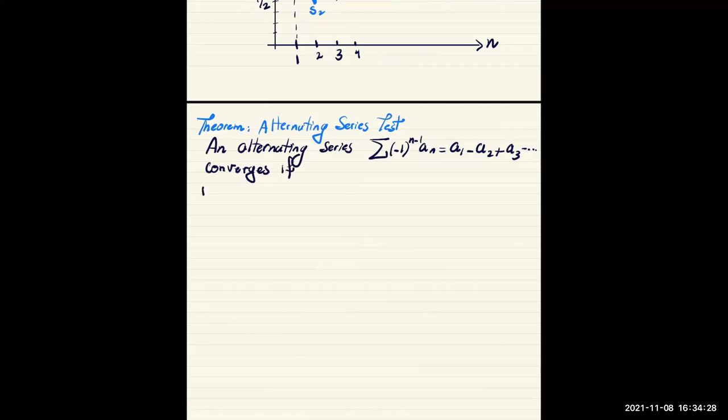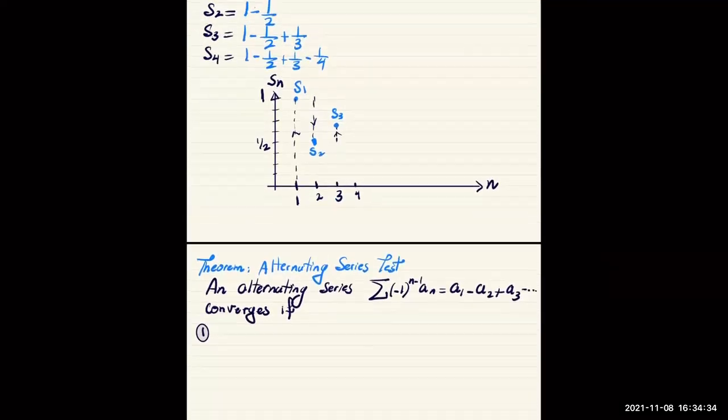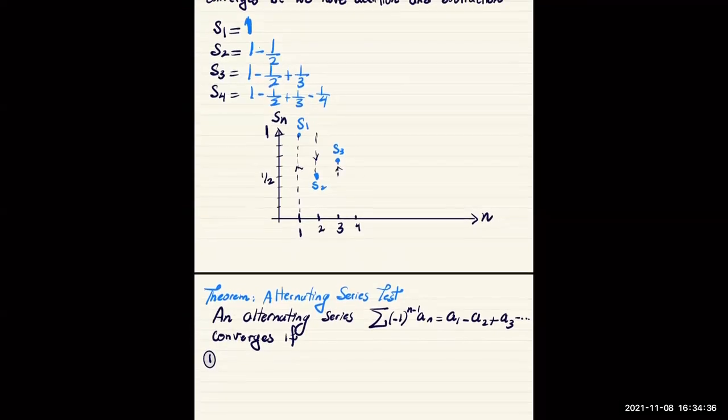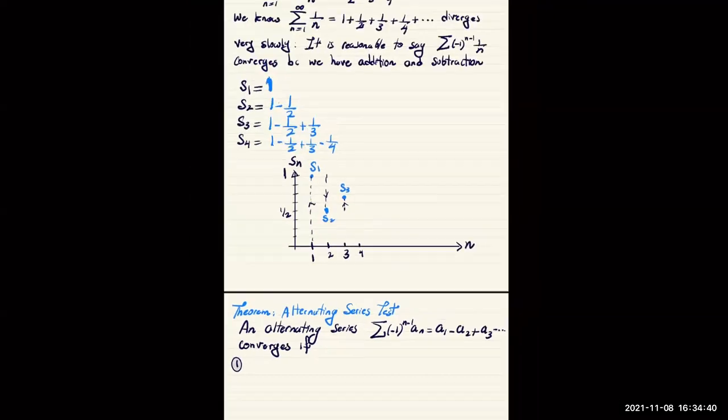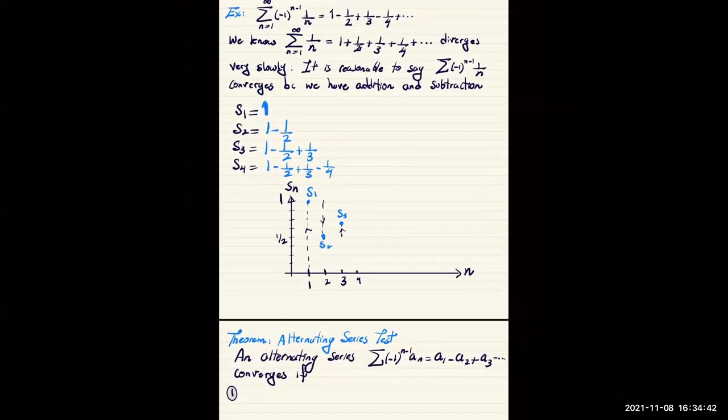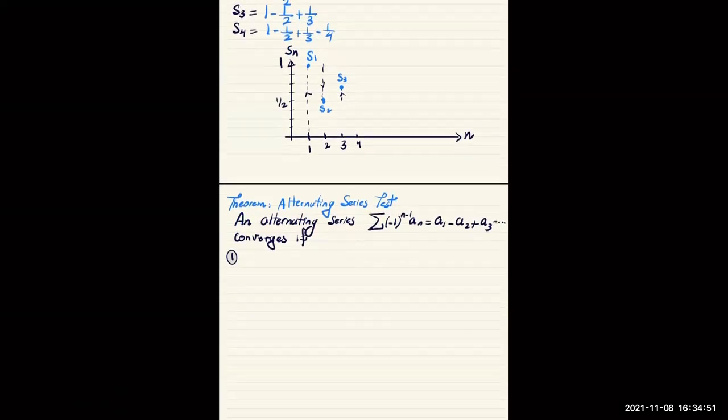Number one, well, if you think about it, the sequence has to go to 0. These numbers have to get smaller and smaller. They have to go to 0, right? So the limit of a sub n should equal 0.